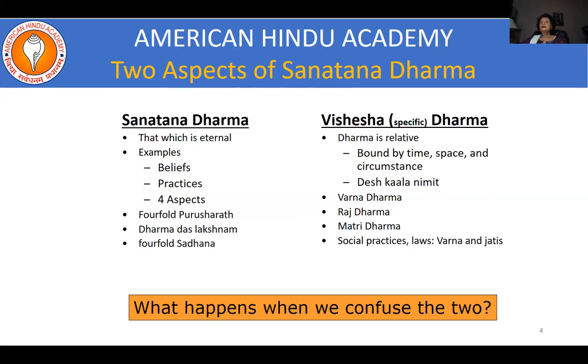That sadhana comes as the end part of following dharma. So that is creating a balance within the body through yoga and other kinds of meditation. Now, on the other side, right side, is Vishesha Dharma. Vishesha means specific to circumstances, which is relative. They talk about relativity. Now understand that this is nothing but relating to time and place.